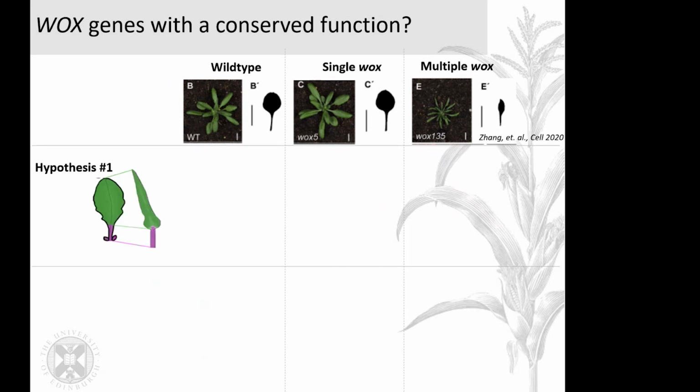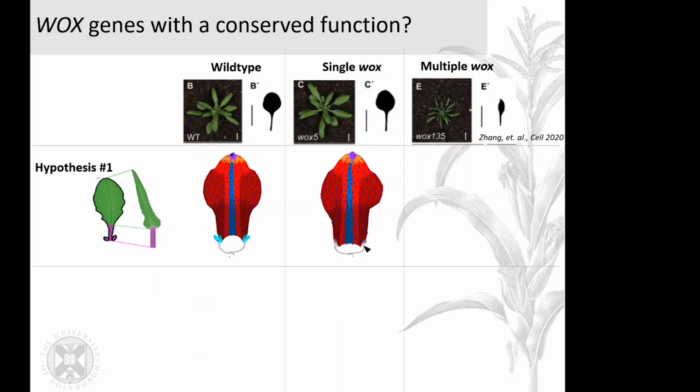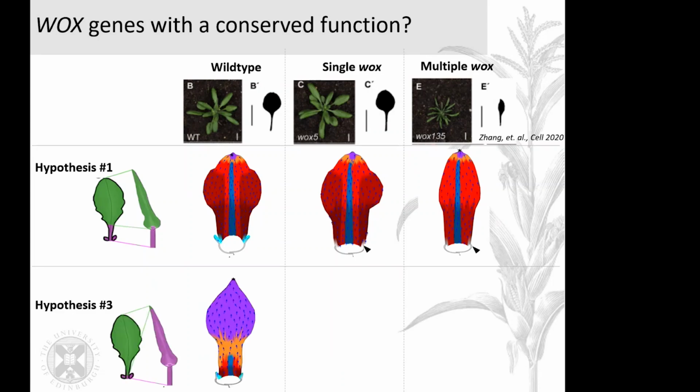So hypothesis 1, we can generate a wild-type model. If we take away this blue domain, we lose our stipules. If we take away part of the red domain, we end up with a very narrow leaf. So that's really promising. It can replicate the biology that we see. What about hypothesis 3?